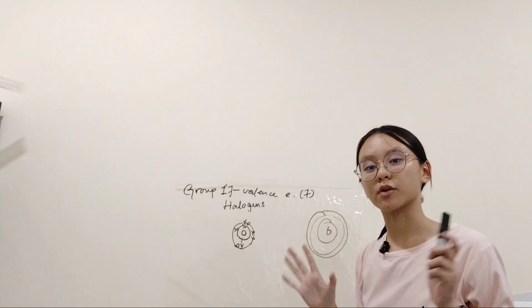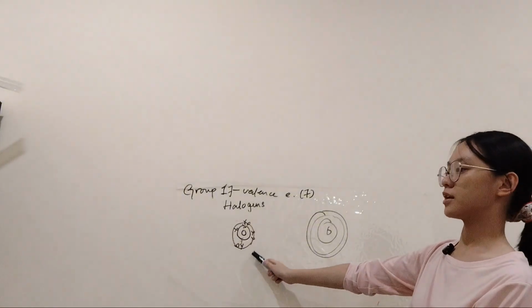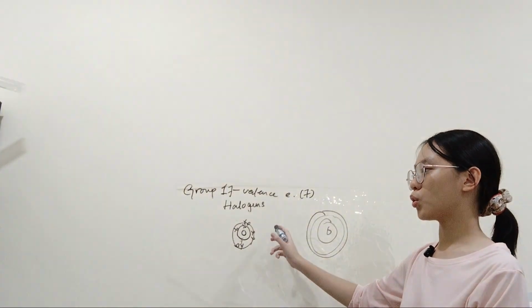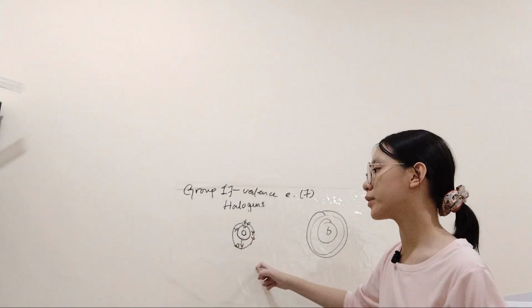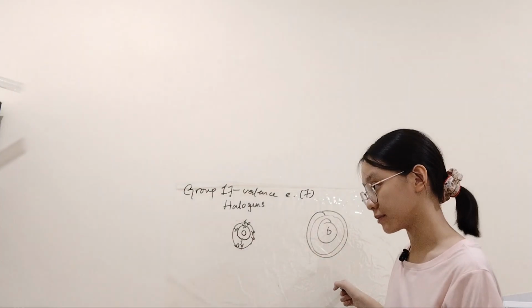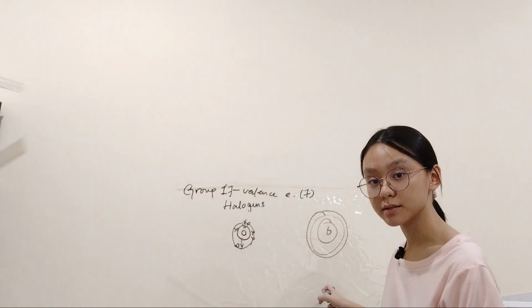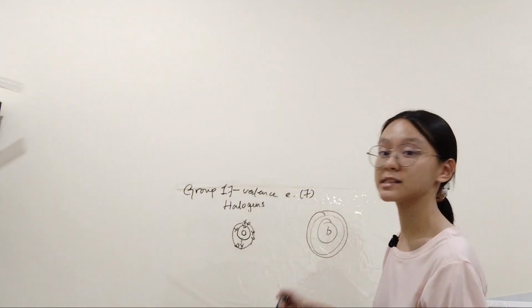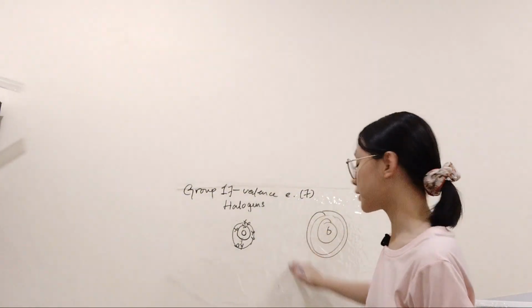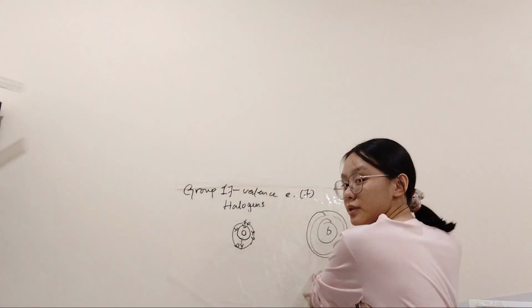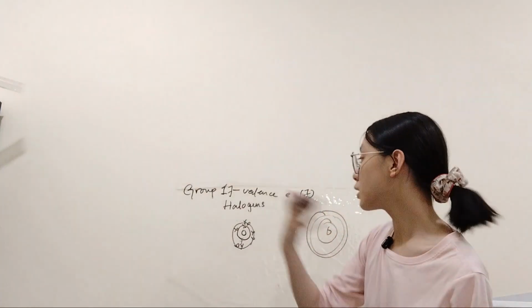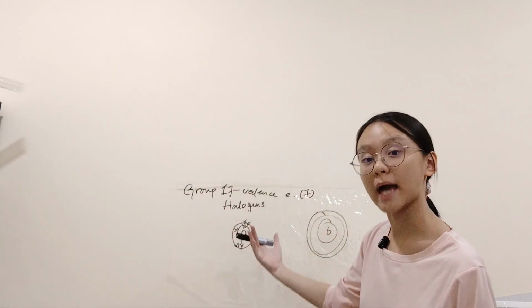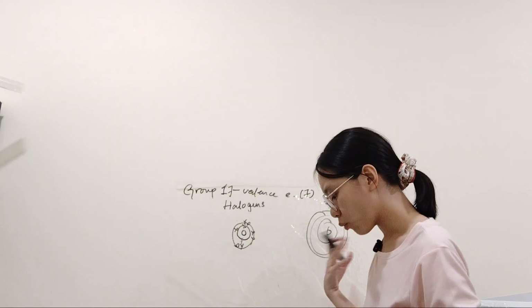So if we're trying to answer the question, they might ask you, okay, between chlorine and iodine atoms, which is more reactive? State your reasons or explain. So you can say first, compare. Iodine has a larger atomic size compared to the chlorine atom. Okay, then why does this matter?